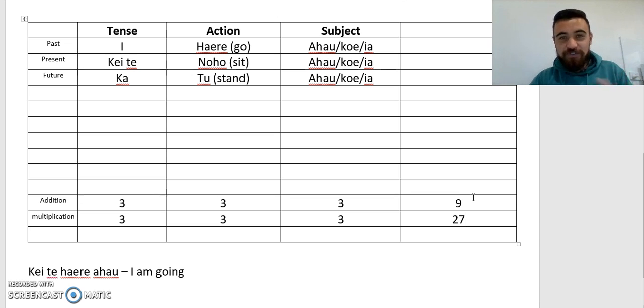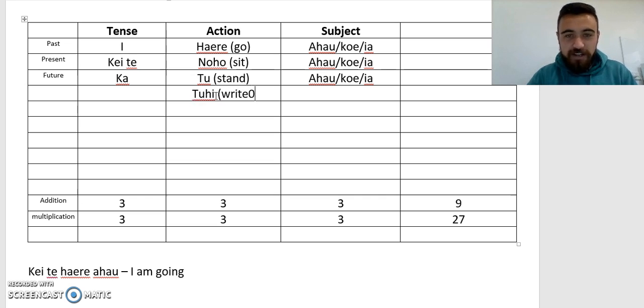So the challenge for you is, I'm going to put this challenge to you. Learn these 3 different tenses. I, kei te, ka. Learn these 3 different subjects. Aho, koe, ia. And in the actions, I want you to learn 10. Work out 10 different actions. I'm going to just jot up a couple more here.